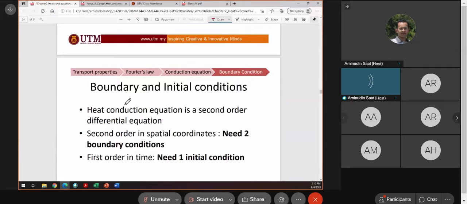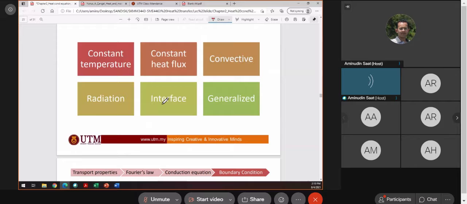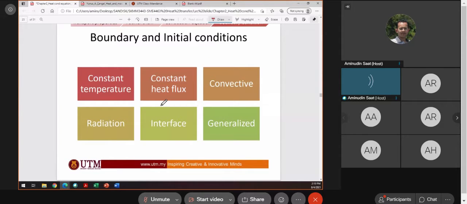the boundary and initial conditions. There are, I think, 6 types of boundary condition in the slide: constant temperature, constant heat flux, convective condition, radiation, interface, and generalized condition. The most typical or most common conditions used in heat transfer problems are the first 3, this one.